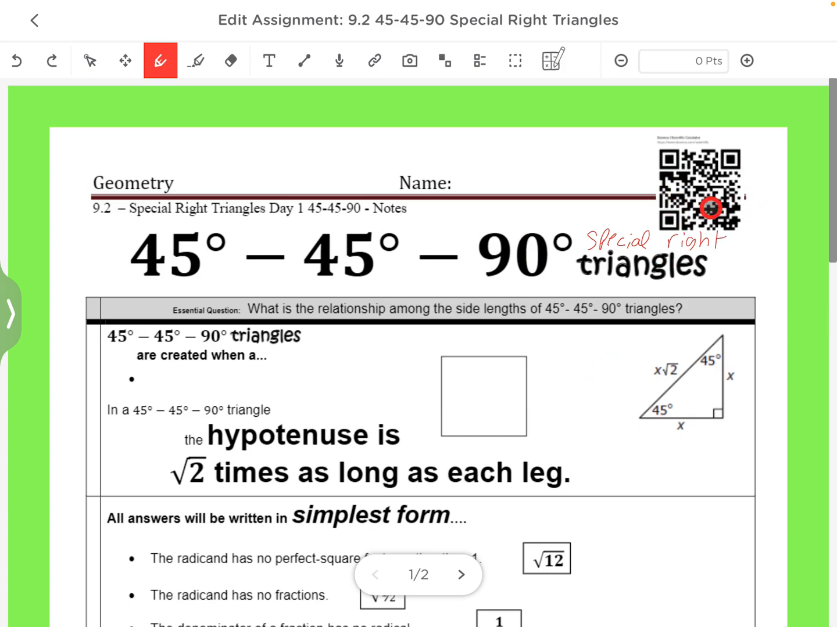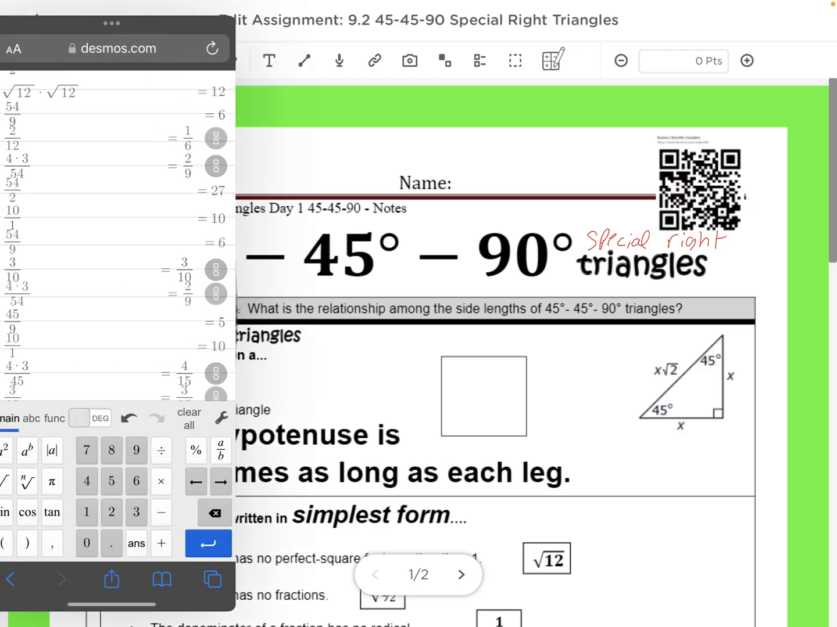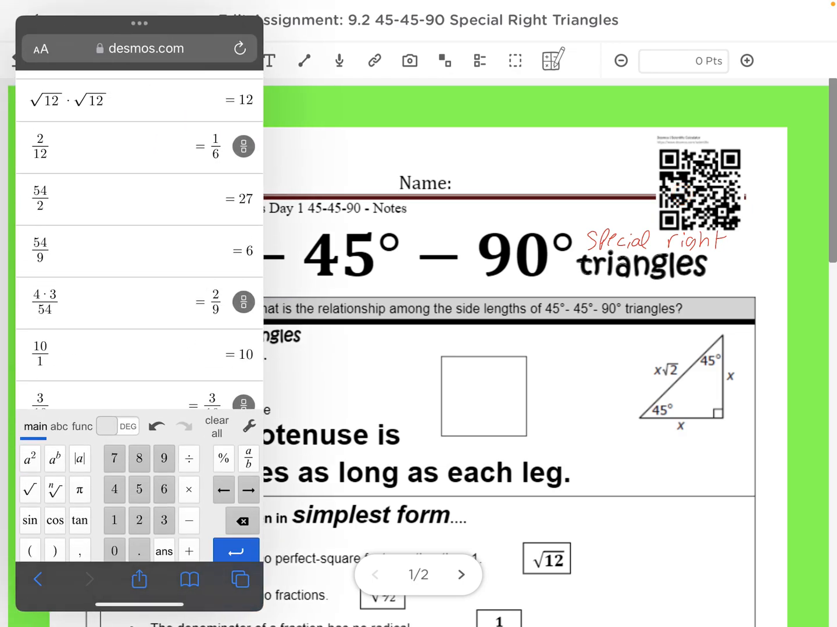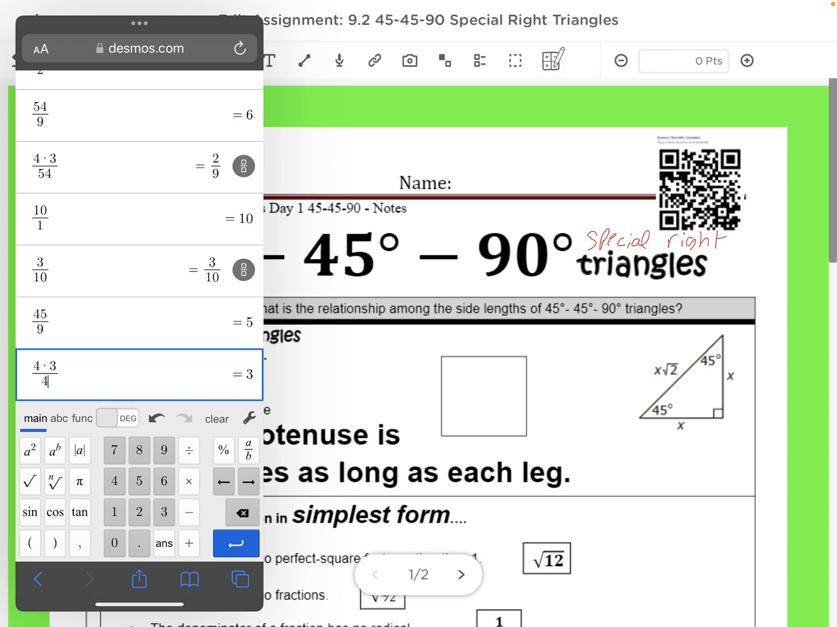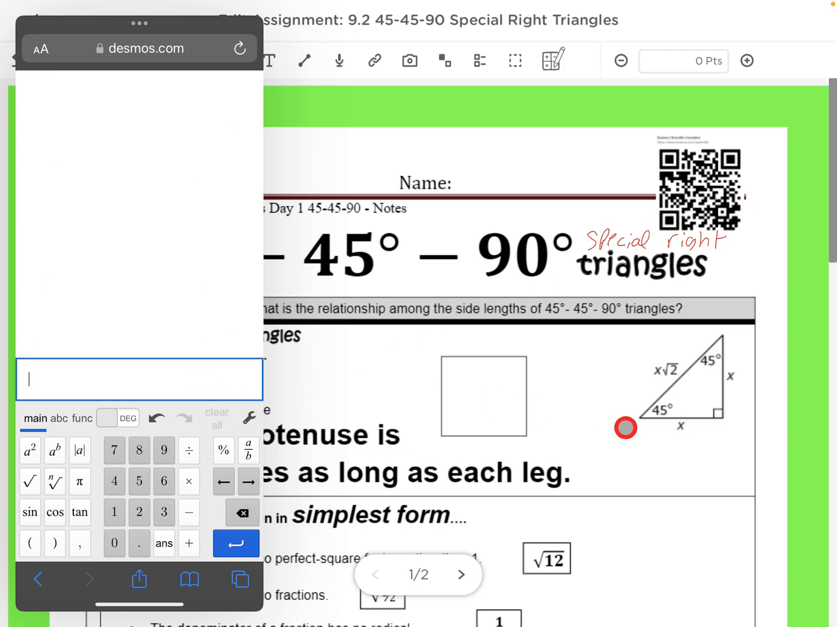So first off, go ahead and scan this with your computer. That will pull up our calculator that we want to use. I can push this right over here to clear everything if I want to clear all. Okay, boom. Look at that.